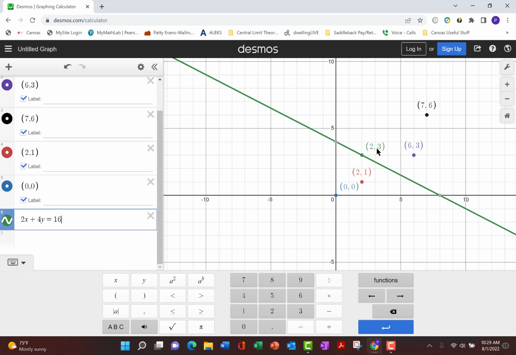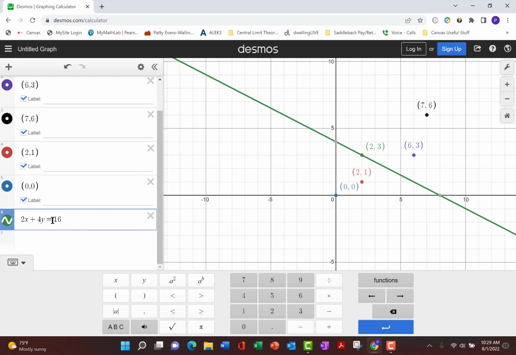So let's try that. 2 for x, 3 for y. 2 for x, 2 times 2 is 4. 3 for y, 4 times 3 is 12. 4 plus 12 is 16. Any other point on the line makes the equation true.